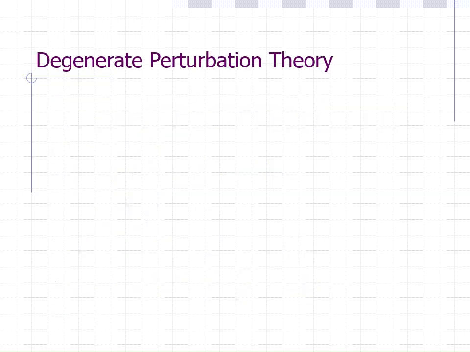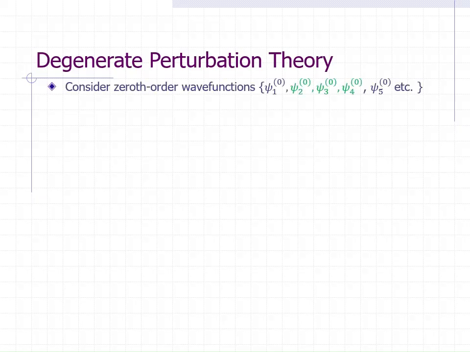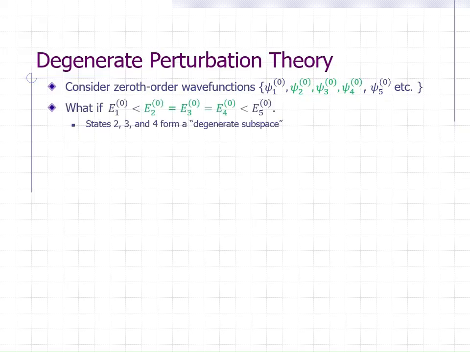Let's now turn to degenerate perturbation theory. We begin by considering a set of zeroth-order wave functions, psi sub 1 naught, psi sub 2 naught, and so on. Now suppose the corresponding energies are such that states 2, 3, and 4 have the same zeroth-order energies. We say that they form a degenerate subspace.